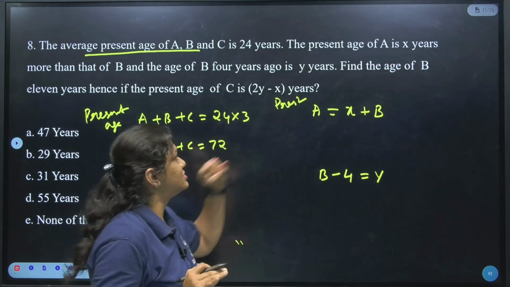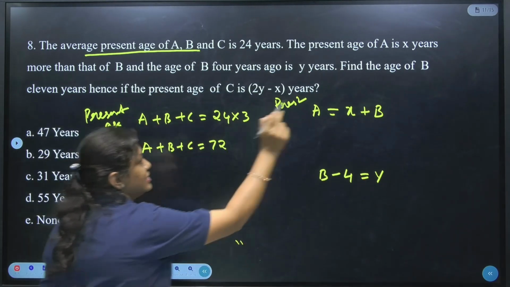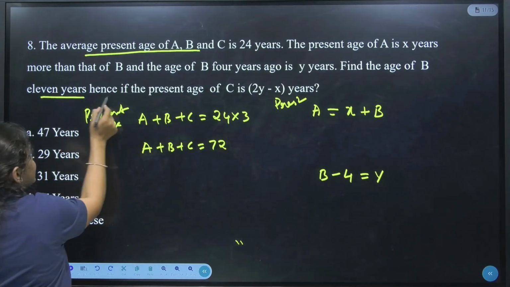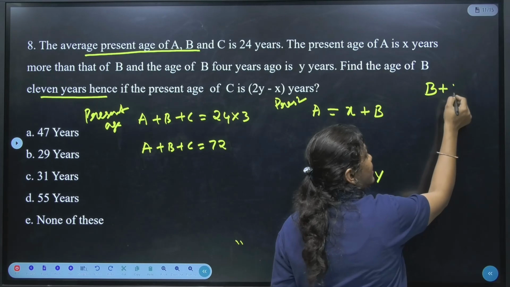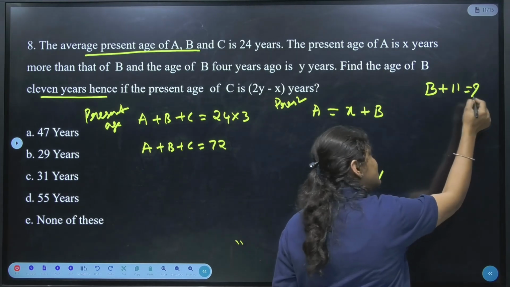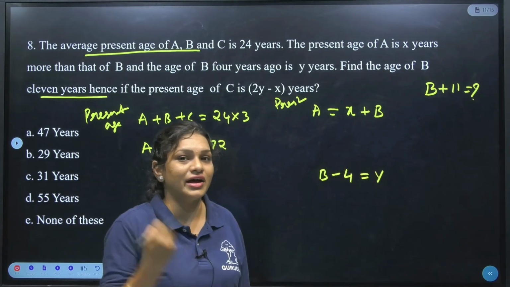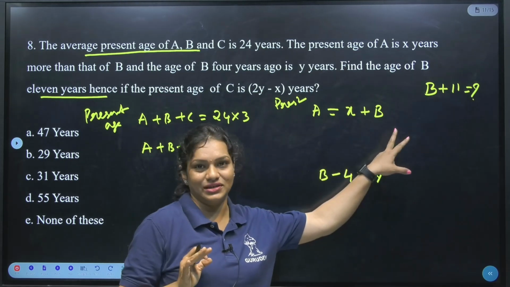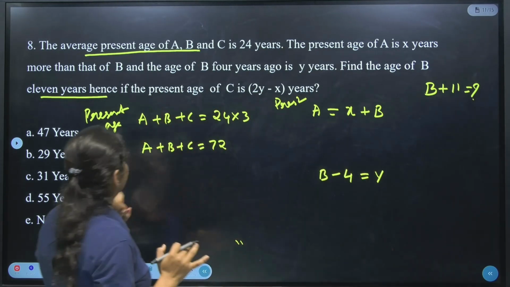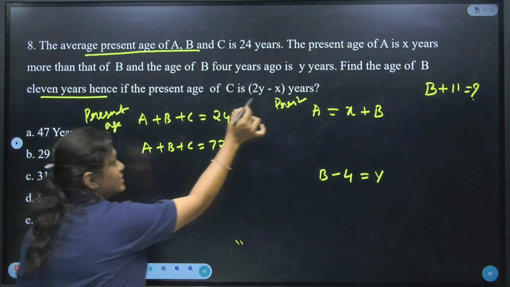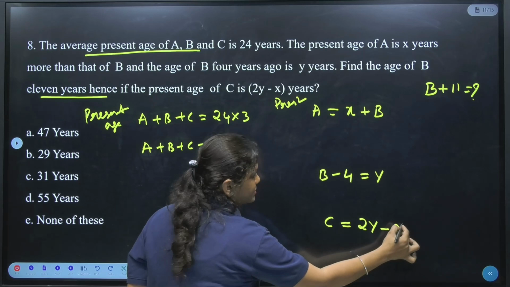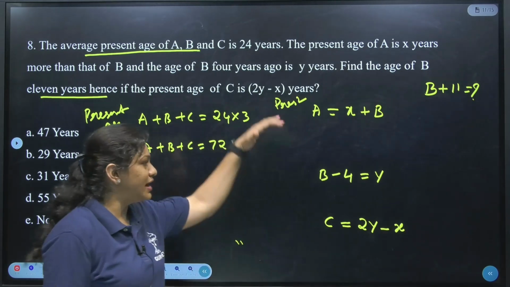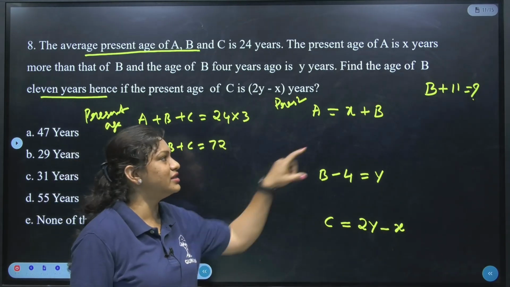Next, if I see further here, find the age of B 11 years hence, which means B's age 11 years hence we need to find out, so we require the value of B at present. Is it clear? Yes. If I see further here, the present age of C is given as 2y minus x. So with the help of these conditions, we need to get the value of B.